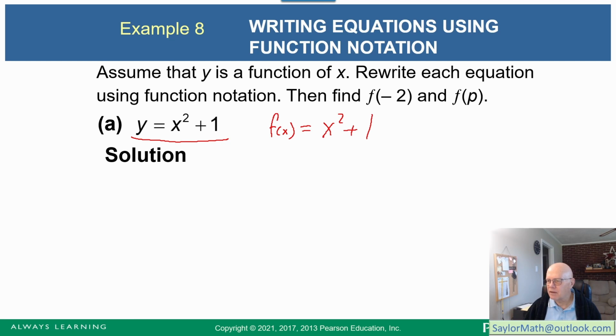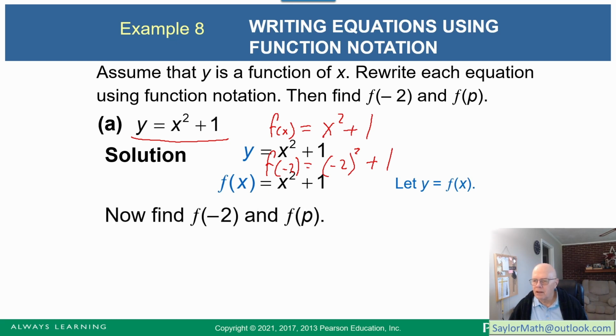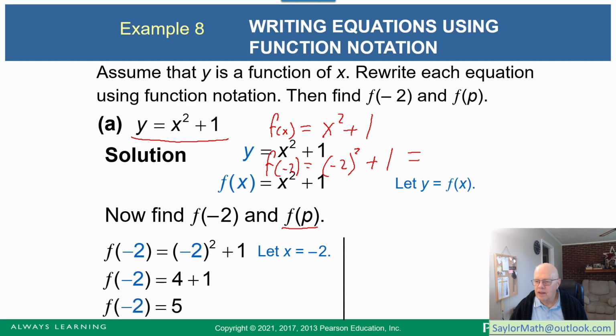Now it says find f of negative 2. So f of negative 2 means you take the negative 2, put it in everywhere you see an x over here. So negative 2 in for this x, and that's the only x, so we're in good shape. And for negative 2, what do we get? And what do we get for f of p? Can you do this by yourself? There's f of negative 2. So f of negative 2 is 5. Remember, that represents the order pair negative 2, 5.